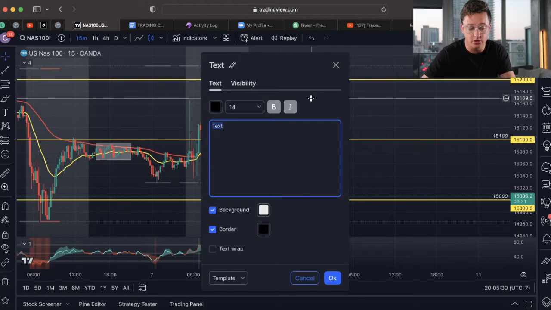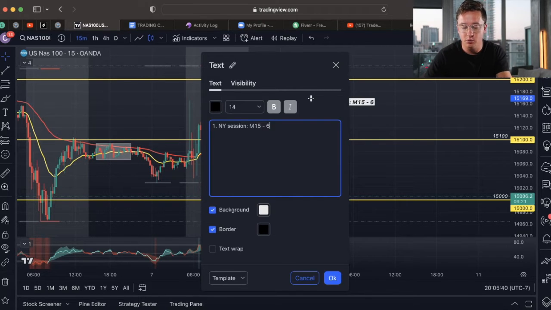So the first one is going to be during the New York session. We're staying on the minute 15 time frame, and the time that we're looking at is 6:30 a.m. This is in the PST time zone.